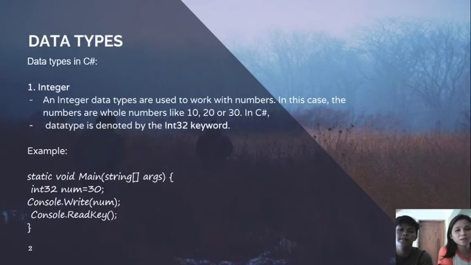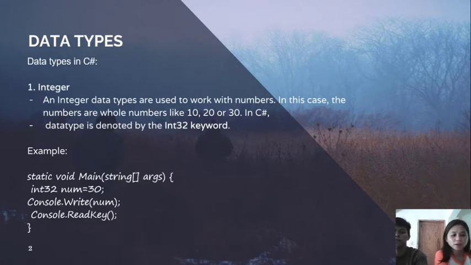So, C Sharp data types. The data types in C Sharp, integer. Integer data types are used to work with numbers. In this case, the numbers are whole numbers like 20, 10, or 30. In C Sharp, the data type is denoted by the int32 keyword. In our example, we define an int32 variable called num. We then assign an integer value to the variable and then display it accordingly.